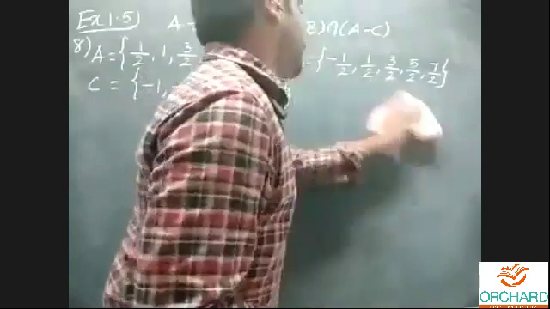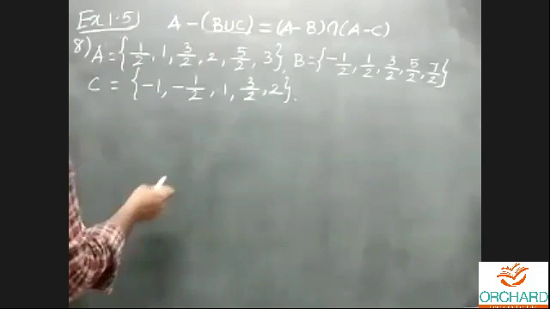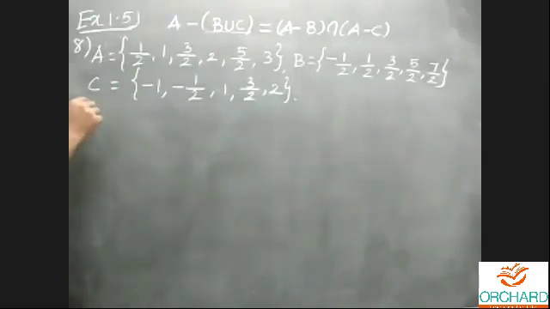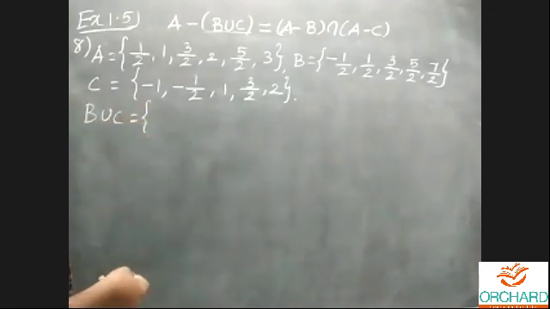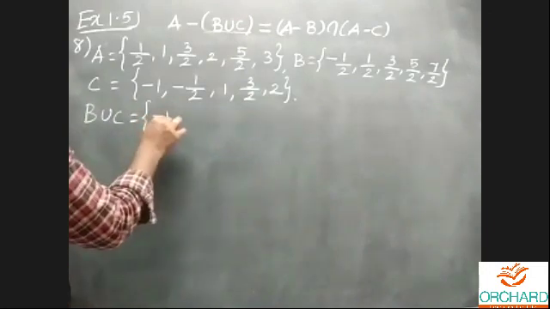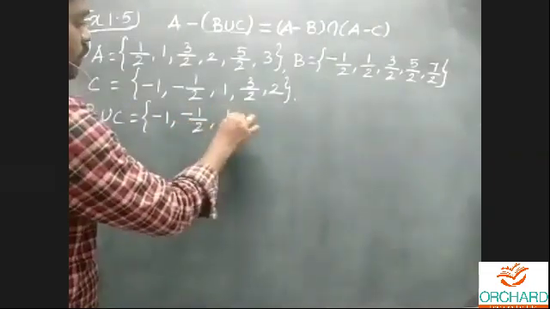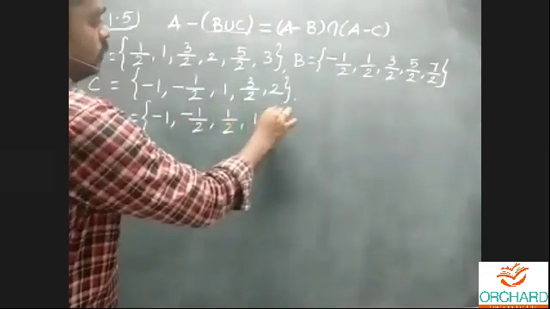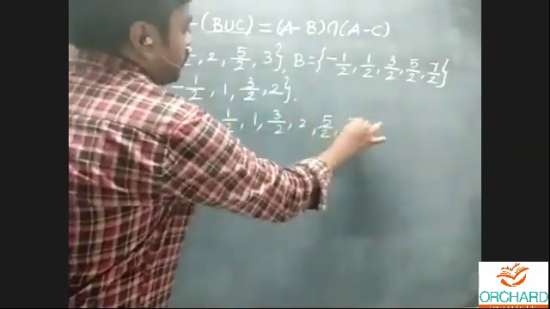What is the information they give in the left hand side? First, in the bracket, is B union C. Union of the two sets B and C. Okay, write down the elements. Minus 1, minus 1 by 2, and next 1 by 2, 1, 3 by 2, then 2, 5 by 2, 7 by 2.